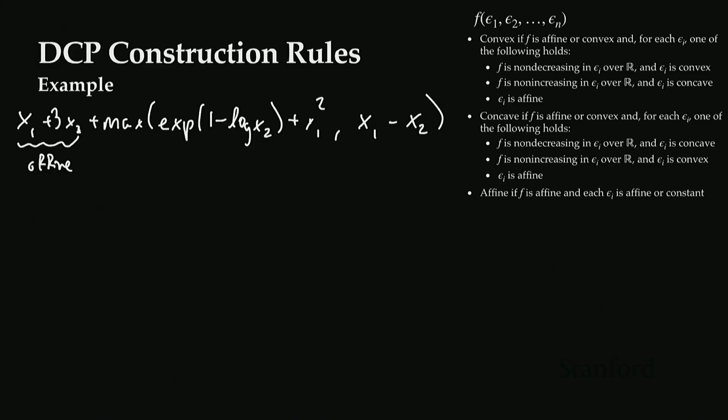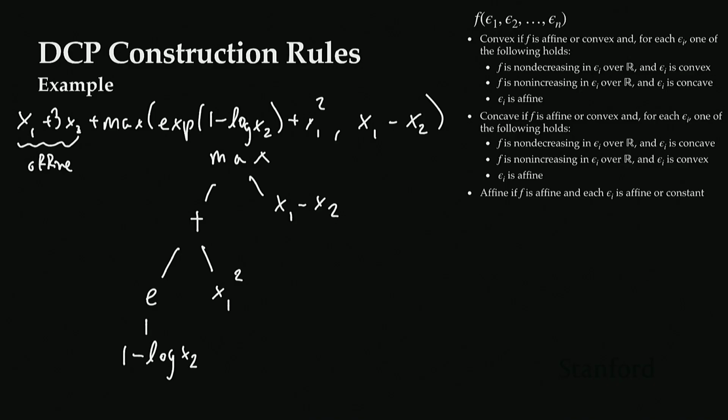To check this, I think it might help to set up a tree of the expressions so we can recursively go through and check these composition rules. So I'll just set that up here, and then we can do the composition together. So we have the following. We have a max over two things, x1 minus x2 on the left. And then we have a plus over two things, x1 squared, and then an exp over 1 minus log x2. Okay, great. So I'll start us off to say x1 minus x2 is just affine. What is 1 minus log x2?